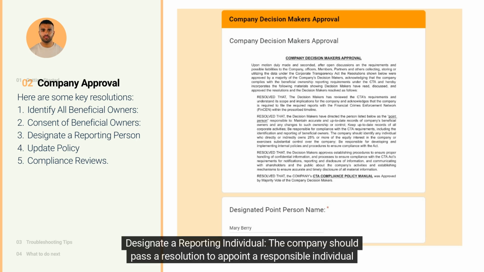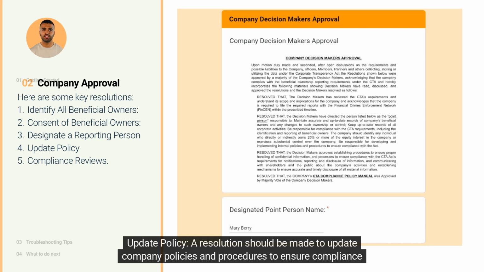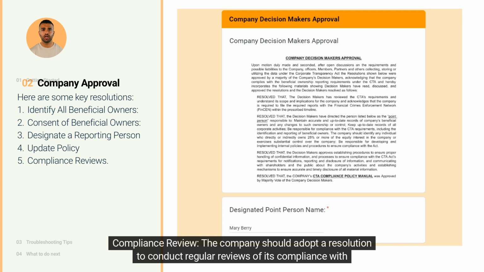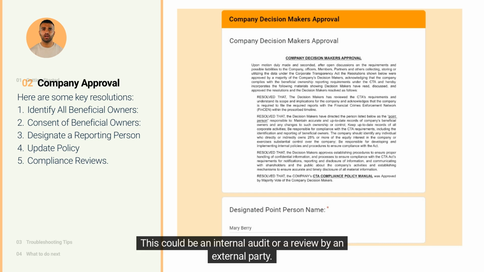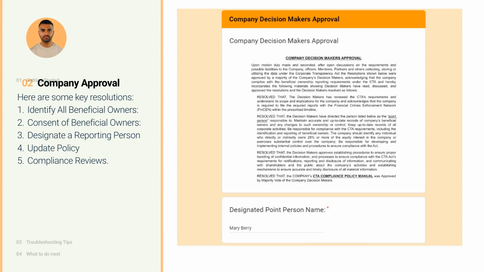Designate a reporting individual. The company should pass a resolution to appoint a responsible individual who will oversee the reporting process, ensuring all information is accurate, up to date, and submitted in a timely manner. Update policy. A resolution should be made to update company policies and procedures to ensure compliance with the CTA. Compliance review. The company should adopt a resolution to conduct regular reviews of its compliance with the CTA. This could be an internal audit or a review by an external party. These resolutions demonstrate a company's commitment to fulfilling its obligations under the CTA and maintaining ethical business practices.